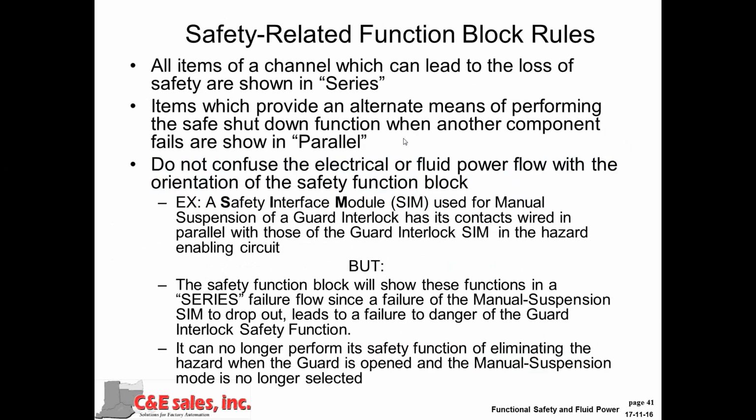Rules are very simple. All of the items in a given channel that can lead to the loss of the safety function are shown in series. In other words, in that string like I just showed you. If there are alternate means of performing the same function, such as the dual contactors, which I talked about, then those would be shown in parallel. Do not confuse the electrical and the fluid power flow with the orientation of the safety block function.